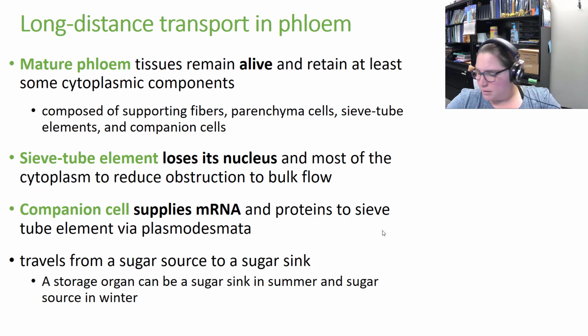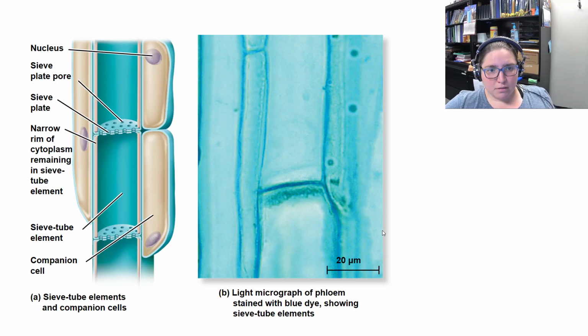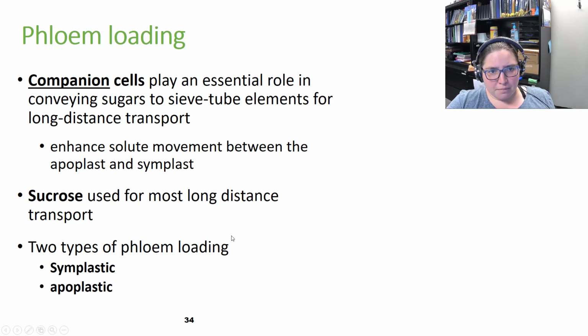The sugar source can either be an organ that stores sugar, or something like a leaf, which would be a good example of a sugar source because it's producing the sugars by photosynthesis. Here's a nice picture that shows you the sieve tube element and the companion cell. You can see this tiny little bit of cell membrane on the sieve tube element, and it's supported by the companion cell there. The companion cell plays an essential role in conveying sugars to the sieve tube element for long distance transport, and can enhance solute movement between the apoplast and the symplast.